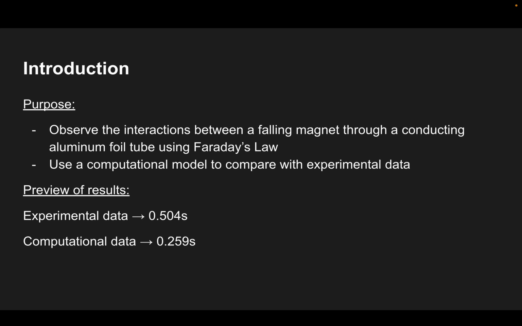And just a quick preview of the results. For the experimental data, it was averaged out at about half a second for the magnet to fall through the tube, and the computational model said that it would fall through the tube in about half that time.